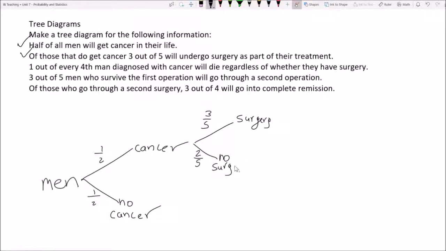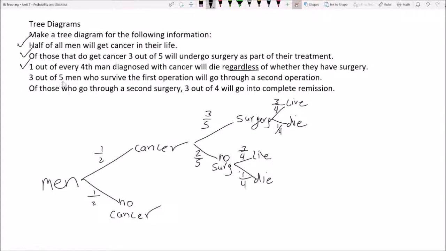So surgery or not, they might live or they might die. If they have surgery again, they might live and they might die. And the probability of that is 1 in 4 will not survive. Okay, so 1 in 4 will not survive, which means 3 out of 4 will. So 3 out of 4 will survive, 1 out of 4 will not. And that's because they said regardless of whether they have surgery. Okay, we got that down.